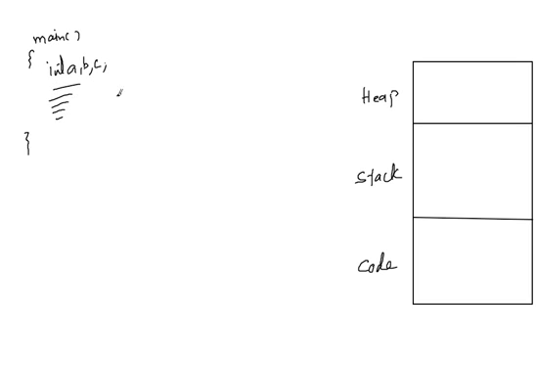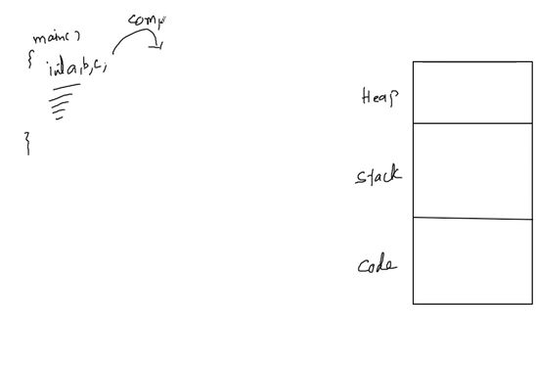This is the code section, this is the stack, and this is the heap. Now let us see how these three sections are used by our programs. If I write a program, then I may be declaring some variables in the program, and so on.